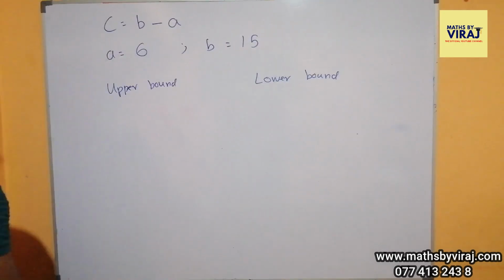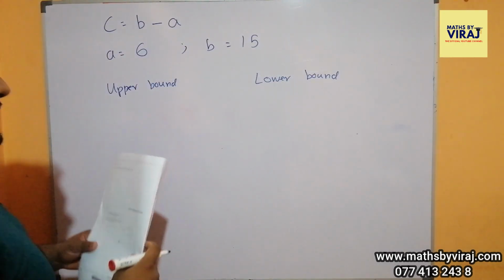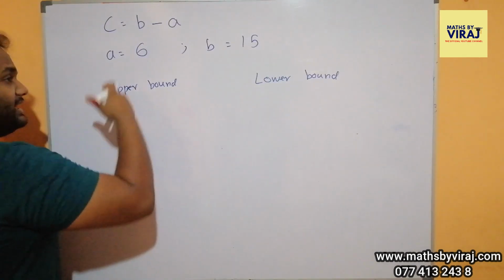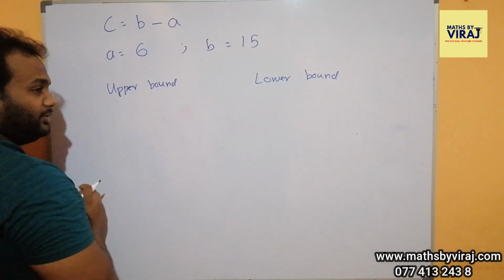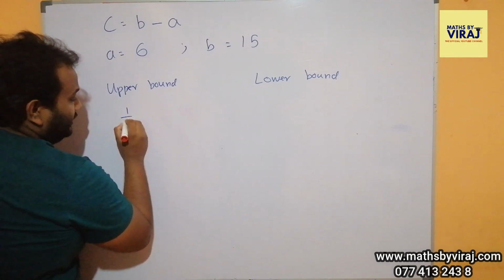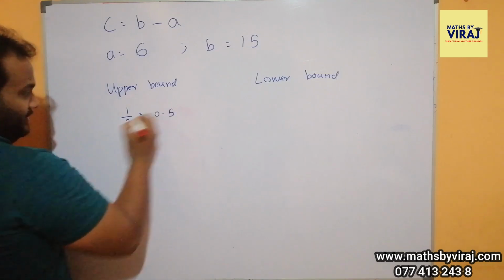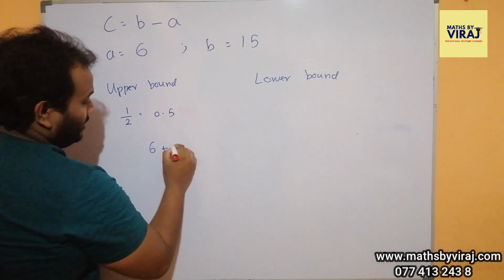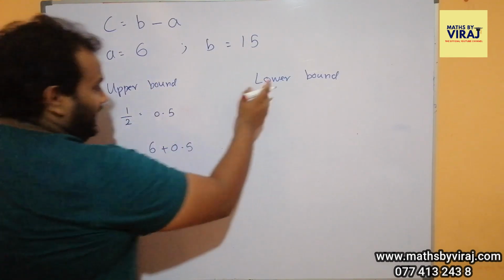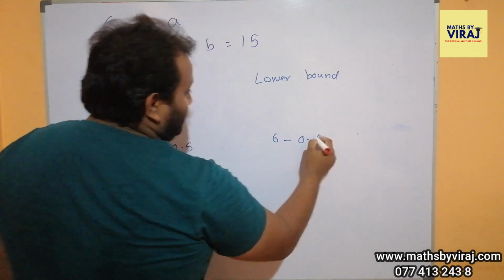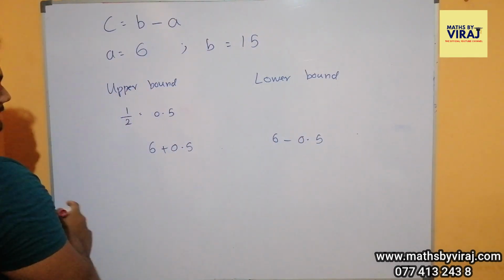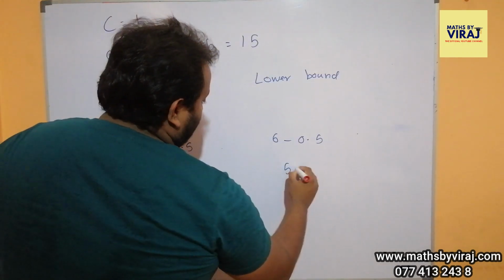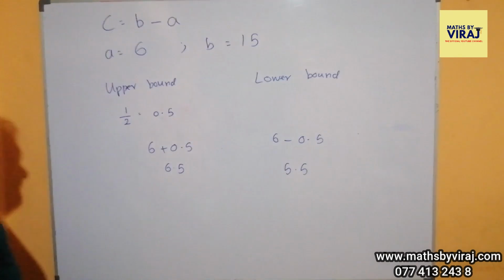Therefore, 6, that is A, is correct to the nearest integer. What is an integer? An integer is a whole number. Assume the smallest integer to be 1. If I divide 1 by 2, the answer is 0.5. So the upper bound and the lower bound can be 6 plus 0.5 being the upper bound and 6 minus 0.5 being the lower bound. Therefore, the upper bound value is 6.5 and the lower bound value is 5.5. And this is for A.